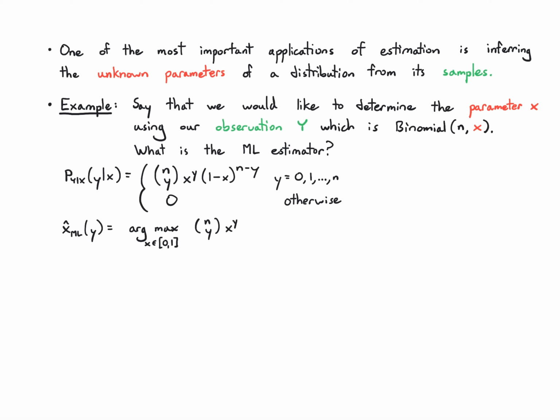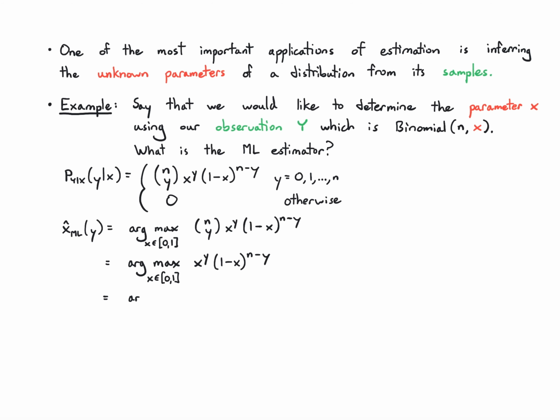And so I just write out the conditional PMF again. The first thing that I'm going to notice here is that this first term, n choose y, has no x dependence, so I can just drop it from the argmax. Even though its value affects the value of the maximum, it doesn't affect the argmax, because I'm just looking for the x that attains the maximum value, not what the maximum value is.